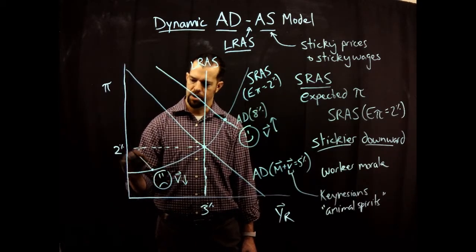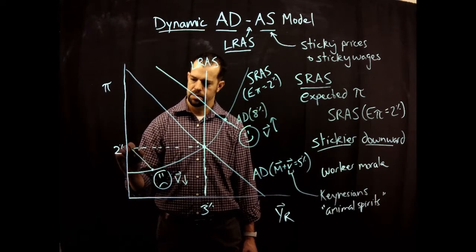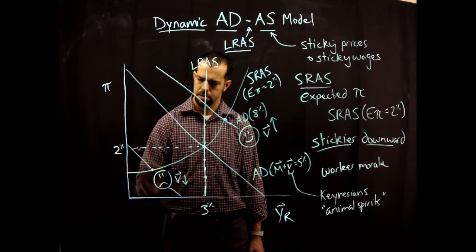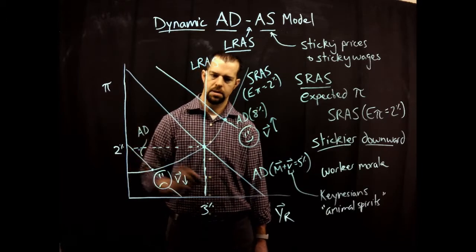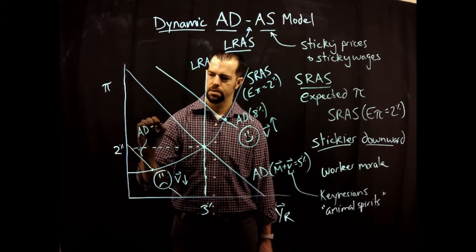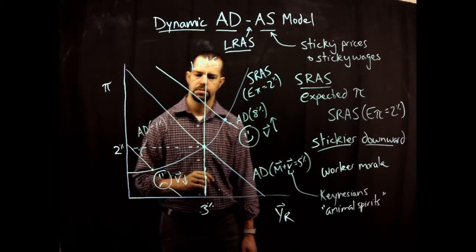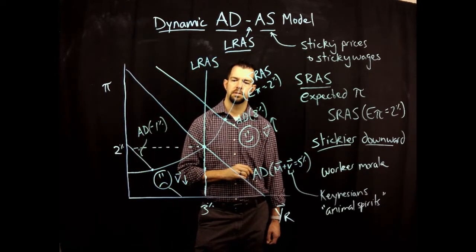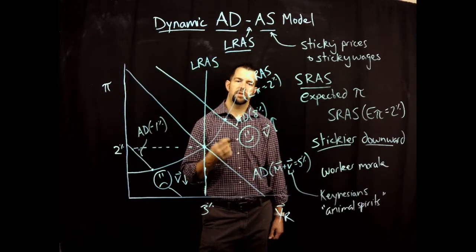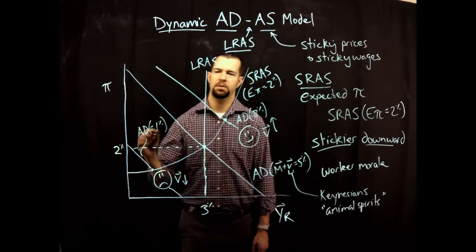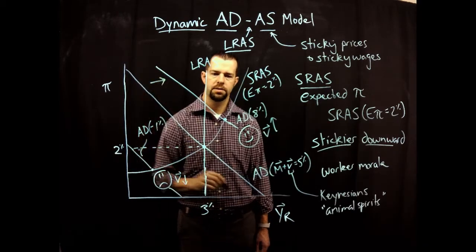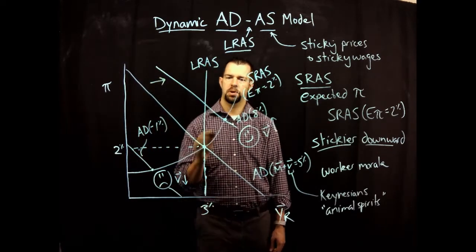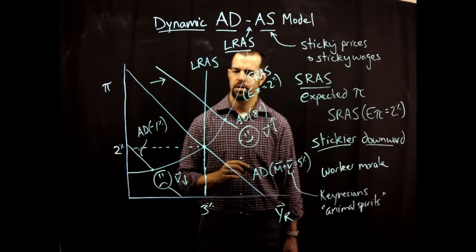negative aggregate demand shock, and that's associated with a negative 1% spending growth rate. Okay, so if we have this wave of optimism and we shift our aggregate demand curve to the right, then we're going to have a new short-run equilibrium here, okay?